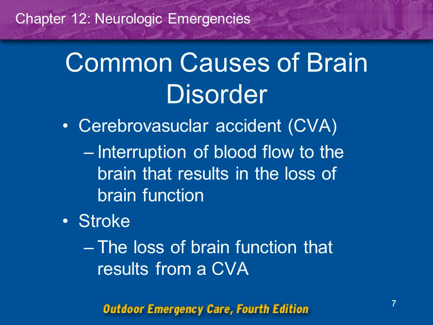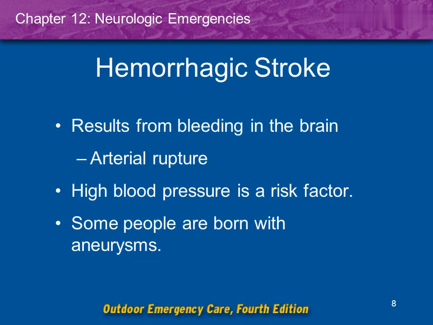Cerebrovascular accident, CVA. Interruption of blood flow to the brain that results in the loss of brain function. Stroke. The loss of brain function that results from a CVA. Hemorrhagic stroke results from bleeding in the brain, arterial rupture. High blood pressure is a risk factor. Some people are born with aneurysms.